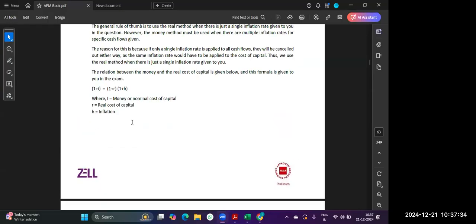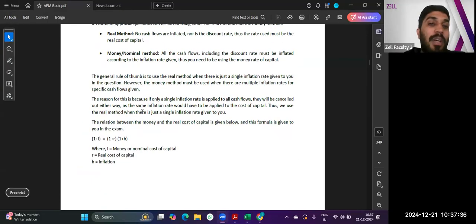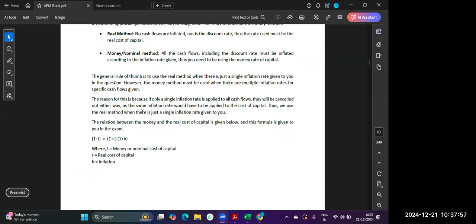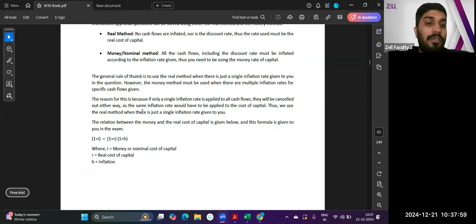Okay. So guys, what happens is if you are using the money method, you need to ensure your discount factor is also inflated. You need to ensure that your discount factor is also inflated with the money cost of capital or the real cost of capital, whichever you're based on. Clear everyone till here? Any questions, any doubts?